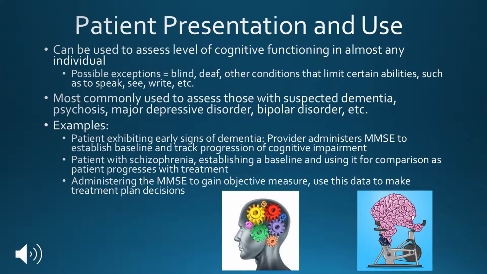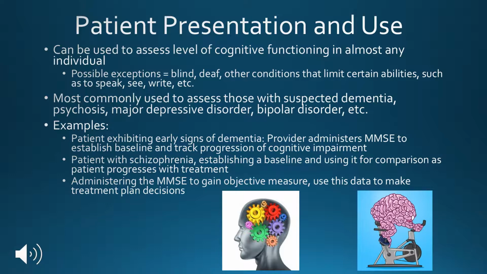Some examples of when this tool would be used is when a patient is exhibiting early signs of dementia. The provider would administer the MMSE to establish a baseline, and then subsequently administer the MMSE to track progression of cognitive impairment as the dementia progresses.